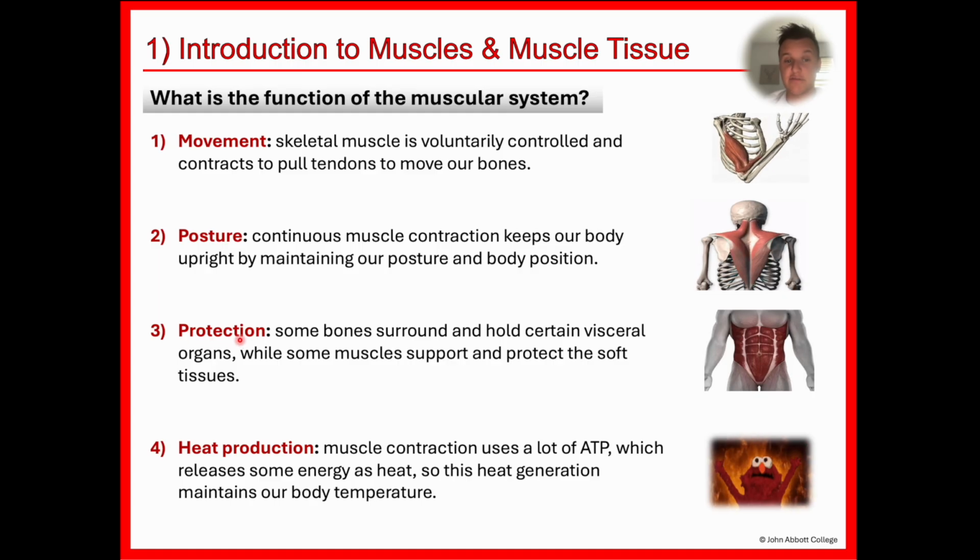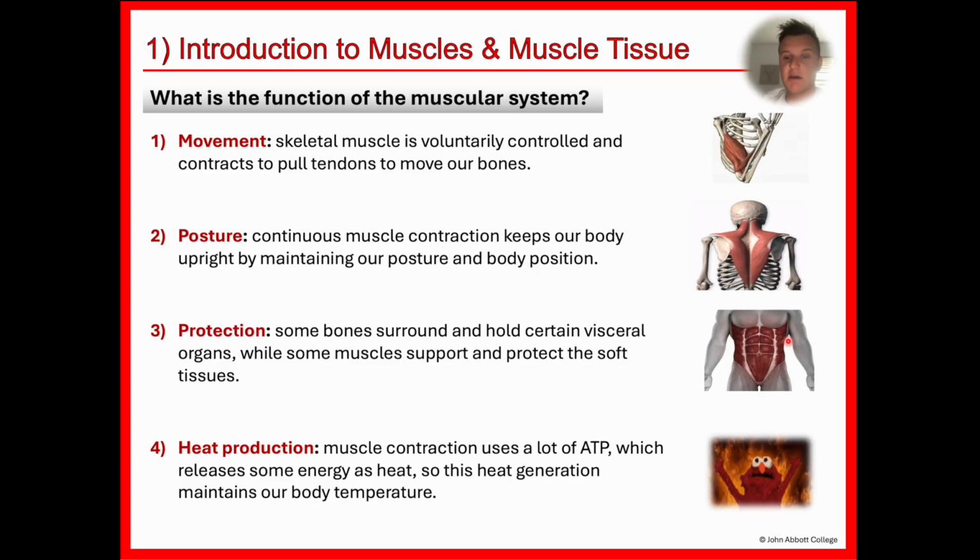Some muscles are there for protection. Some bones surround and hold certain visceral organs, while some muscles support and protect the soft tissue. We talked about how bones protect sometimes, like the skull or the sternum, the breastbone, protecting the heart, or the ribs protecting the lungs, but the muscles also do the same. Like this layer over here of the rectus abdominis, right? The abdominal muscles over here, they're actually a layer of soft tissue protection.